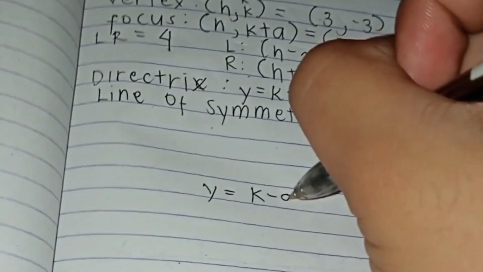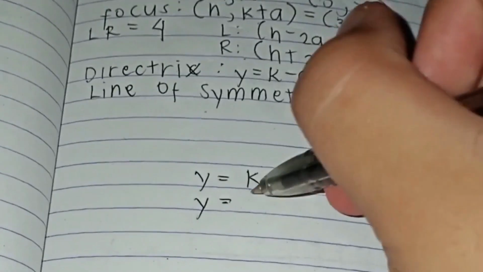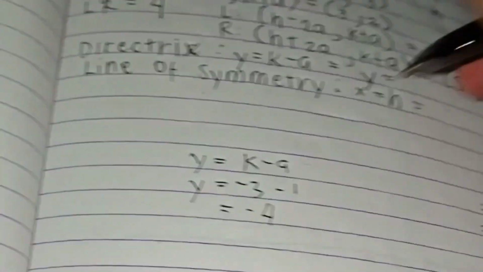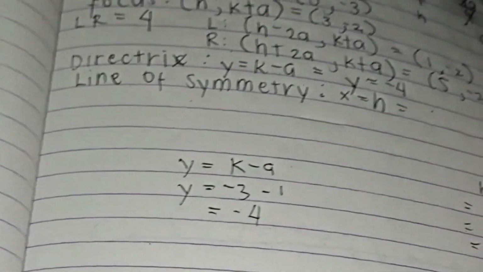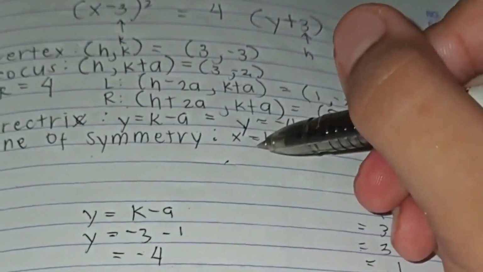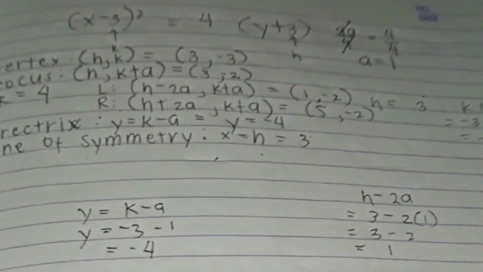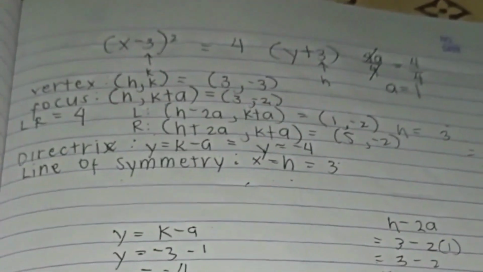And then the directrix. y is equal to k minus a. y is equal to k, which is negative 3, minus a, which is 1, and it is equal to negative 4. y is equal to negative 4. Line of symmetry: x equals h. h is 3. So we are done on solving a parabola.